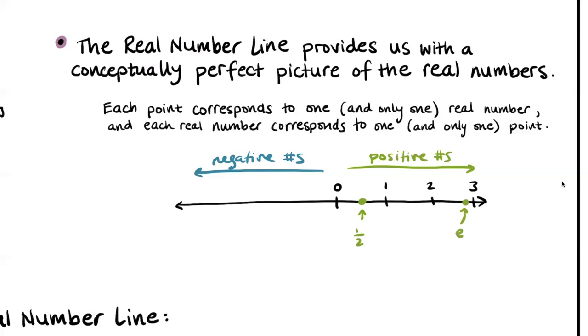Negative numbers go the opposite direction, so -1 might be right here. We've got -2, -3, etc. It goes on and on forever. And so we can plot some negative numbers here too. Right here is about -1/2. So that might be -3/2. -pi would be about here. And so anyway, this is just a reminder of how the real number line works.